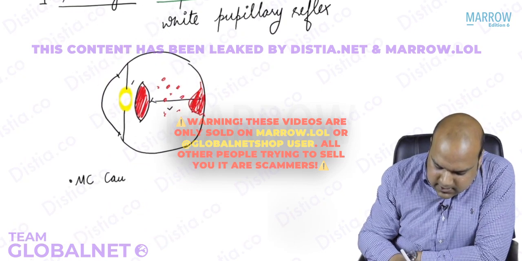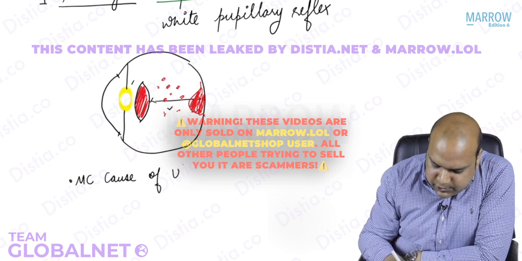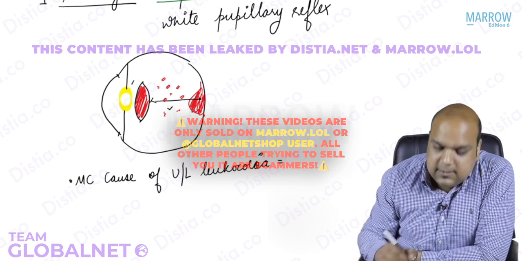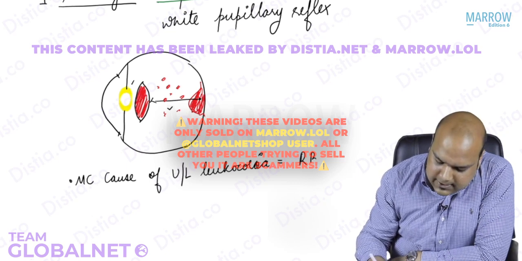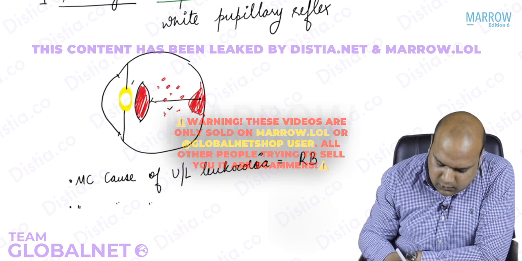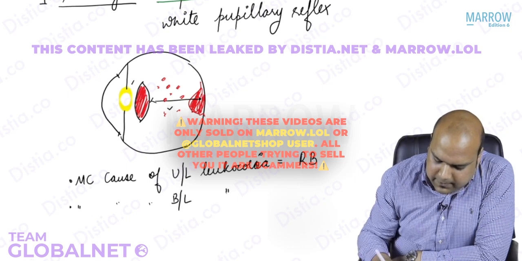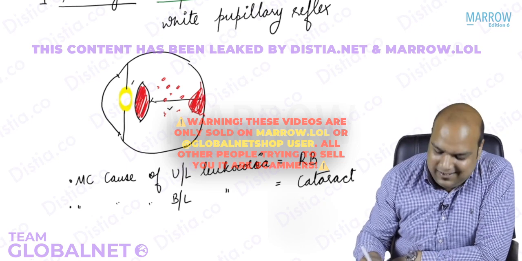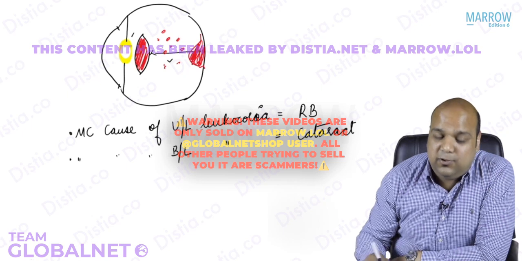Most common cause of unilateral leukocoria is retinoblastoma, whereas the most common cause of bilateral leukocoria is usually cataract. Okay, everybody? I hope we are pretty clear. Also remember that the image was of a child.